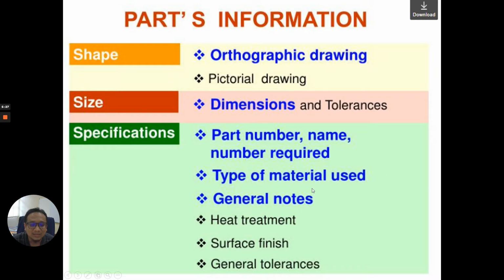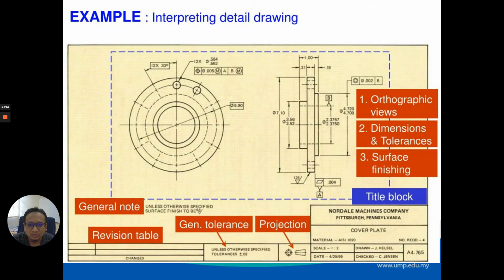This will be discussed later on when you do the second part of your technical engineering drawing, computer-aided design. The heat treatment, surface finish, and general tolerance will also be discussed in the next class. So let's look at an example of an interpretation of a detailed drawing. Look at this. This is a cover plate.